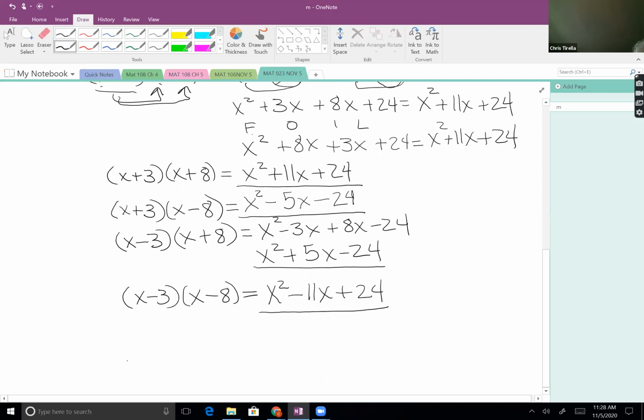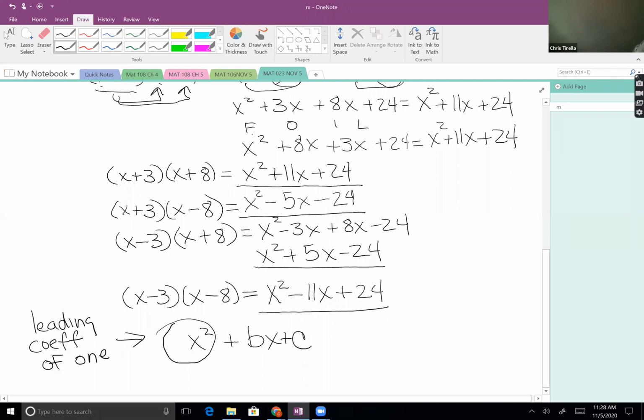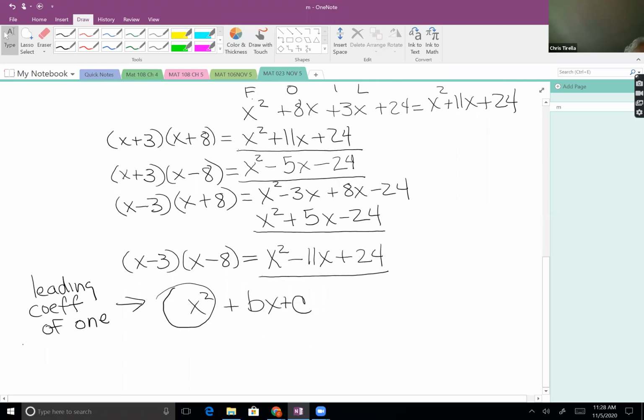And if I have x squared plus, in general, we'll call it x squared plus bx plus c. Today, we're only going to look at where we have a coefficient of 1. And I want to show it as the product of two binomials.